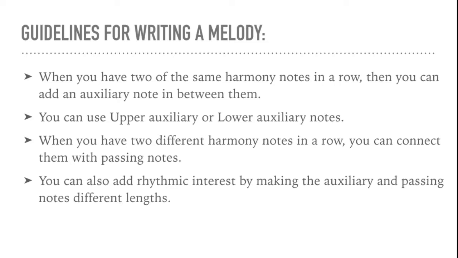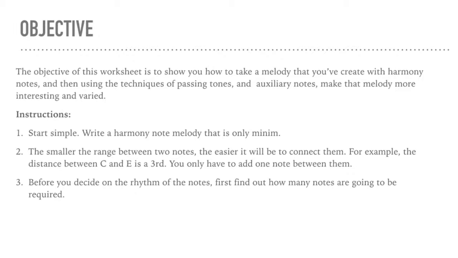You can also add rhythmic interest by making the auxiliary and passing notes different lengths. You can make them shorter, and then maybe add a dotted rhythm or some kind of shorter notes. Depends on you. So the objective of this worksheet is to show how to take a melody that you've created with harmony notes, and then using these techniques of passing notes and auxiliary notes, make that melody more interesting and varied.